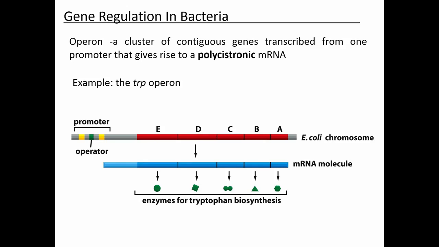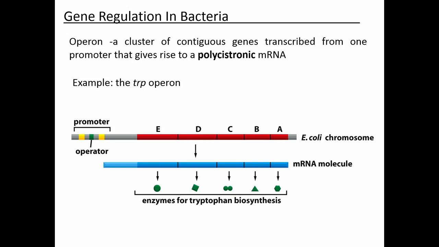It's a cluster of contiguous genes, which just means the genes are right next to each other. So E is right next to D, right next to C, then B to A. It's a cluster of genes transcribed from one promoter, and it gives rise to a polycistronic mRNA. We described polycistronic mRNA last week, but just to remind you, it is an mRNA molecule that carries the coding sequences for multiple genes, or you could say for multiple proteins. You produce a polycistronic mRNA by transcribing an operon.